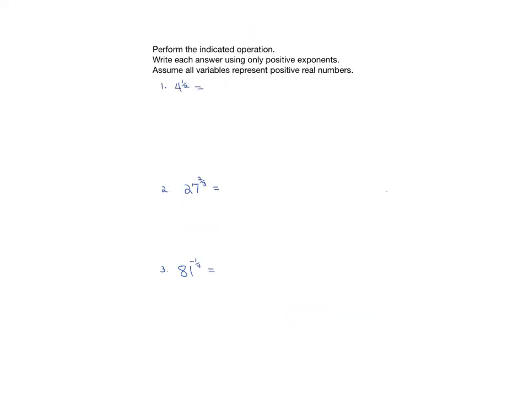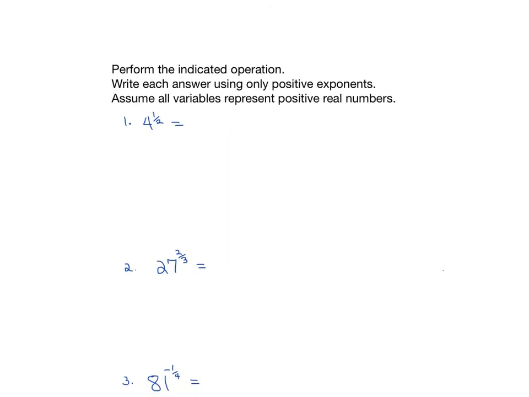All right, so my first example. Here we're assuming all variables represent positive real numbers. So we could actually do it, because if it's a negative square root or a negative fourth root, we can't do it. This one I'm going to write now as a root. The denominator of my fraction is the root I'm looking for, so it's a square root. So I'm going to rewrite this as the square root of 4 and then raised to the first power. The square root of 4 is 2, and it has an exponent of 1, and 2 to the first power is 2.